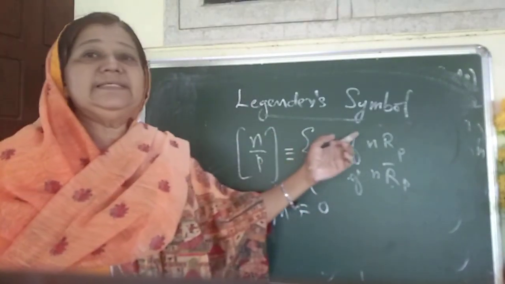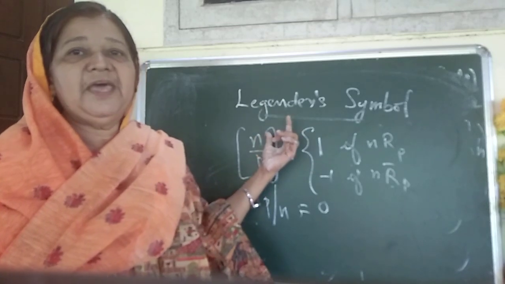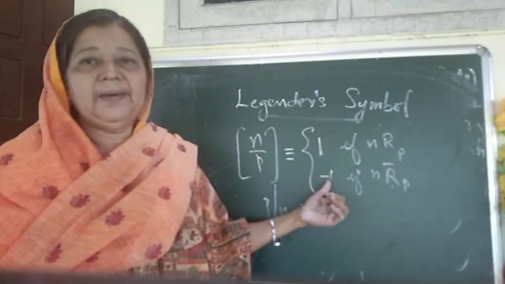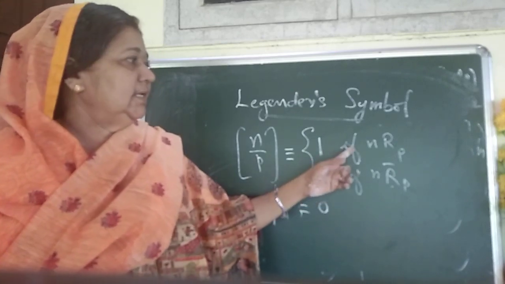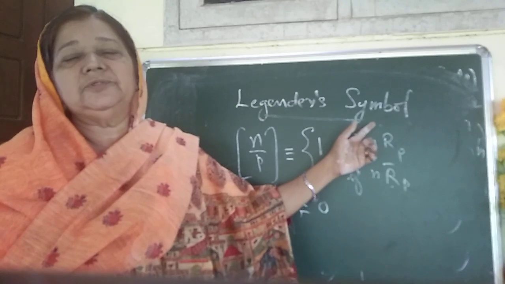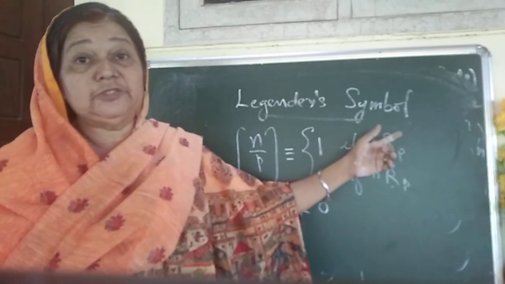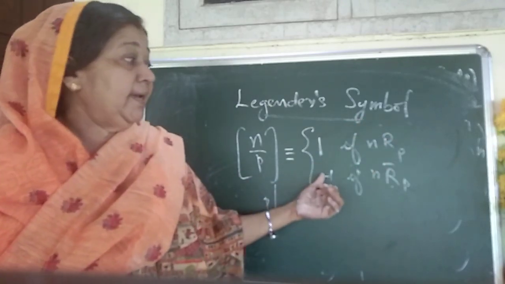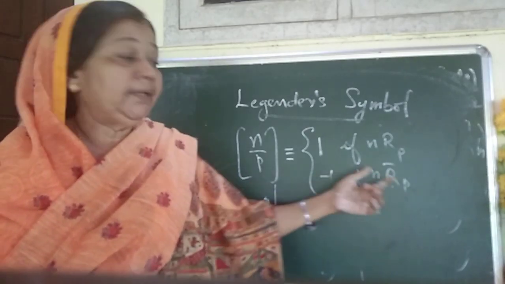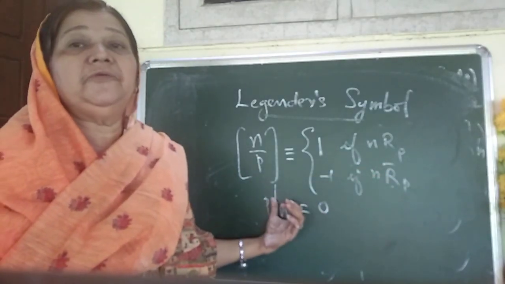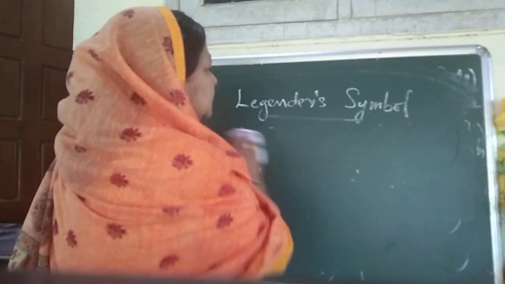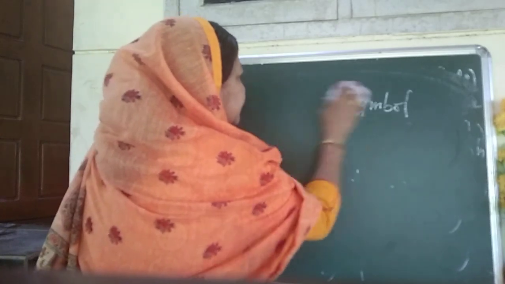So that is the Legendre symbol. The Legendre symbol takes three values 0, 1 and minus 1, such that n by p equals 1 if n belongs to quadratic residue modulo p, minus 1 if n belongs to quadratic non-residue modulo p, and equal to 0 if n is a multiple of p. Then let us discuss some properties of the Legendre symbol.